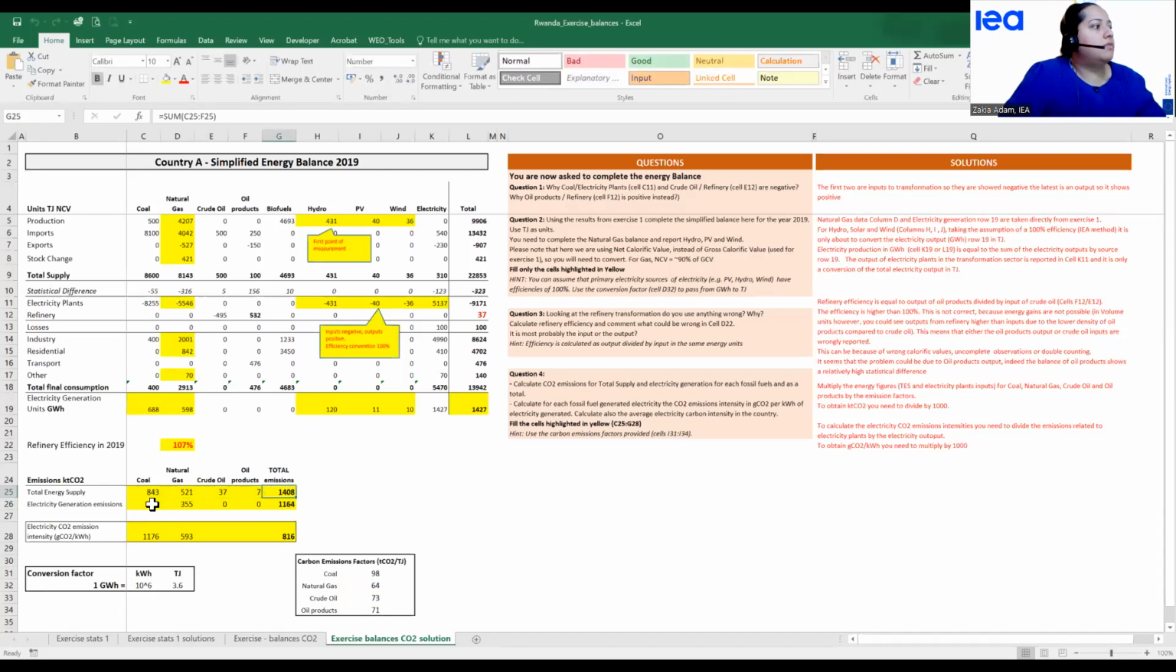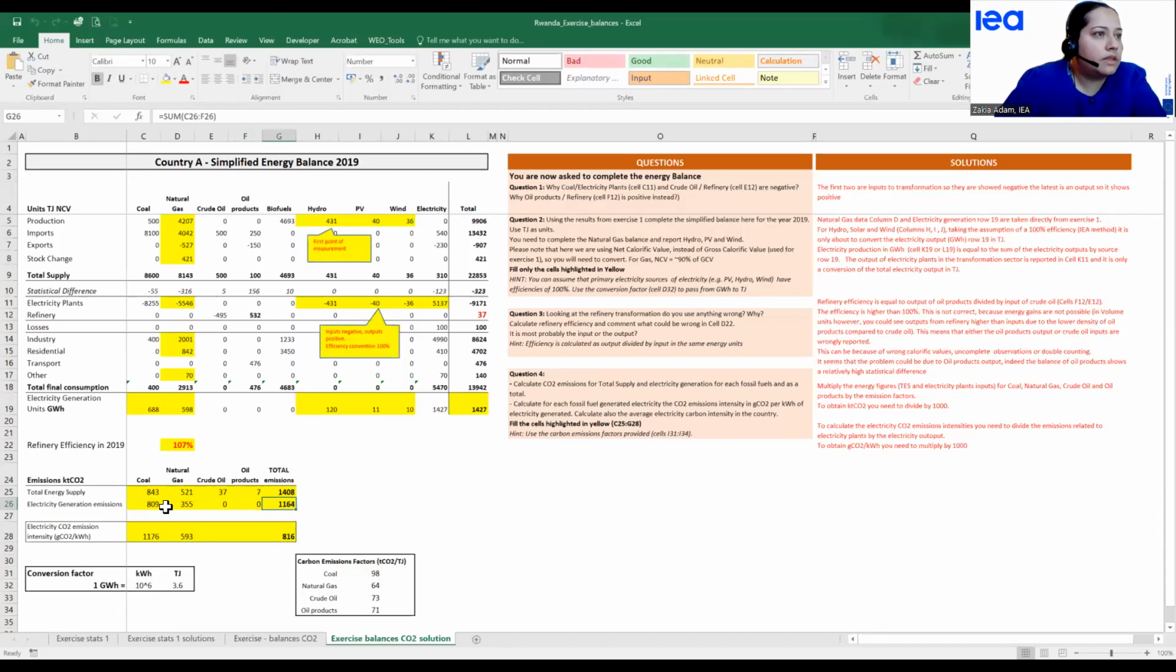For electricity generation emissions, you take your amount of fuel input for electricity generation. So for coal, the amount of coal input for electricity generation. Here you remove the negative sign because it's not needed for the calculation of emissions. You multiply by your coal carbon emission factor and you divide by 1000. You do the same for natural gas. For crude oil, there's no crude oil used for electricity generation, so it's just 0. Same for oil products, and the total is the sum of everything.